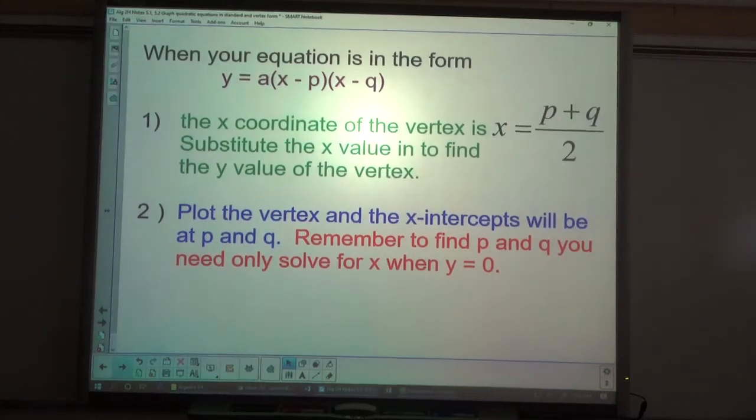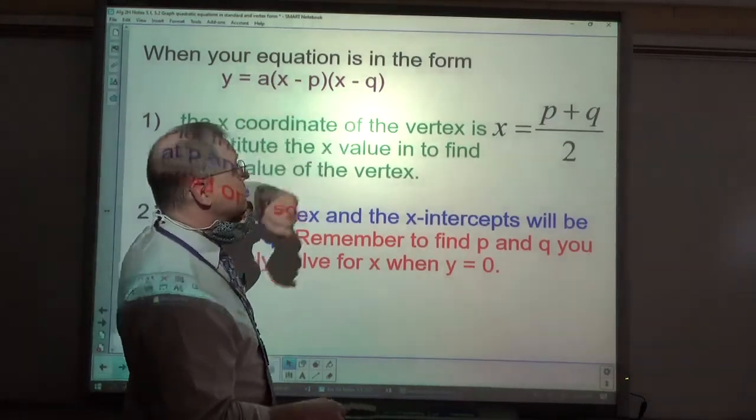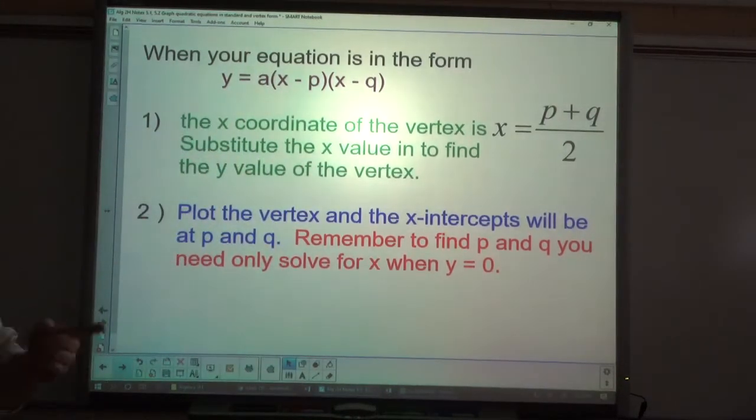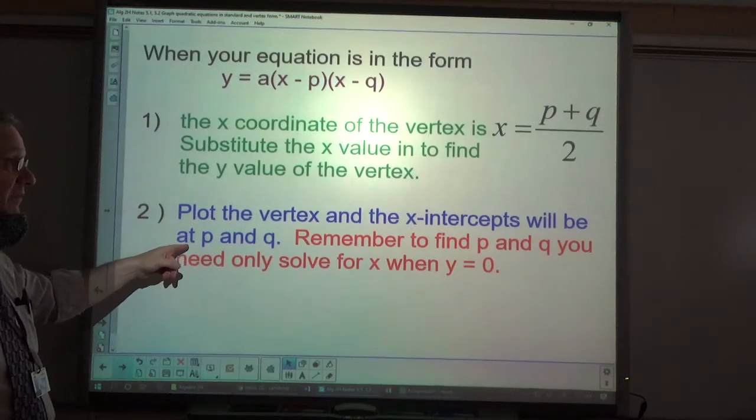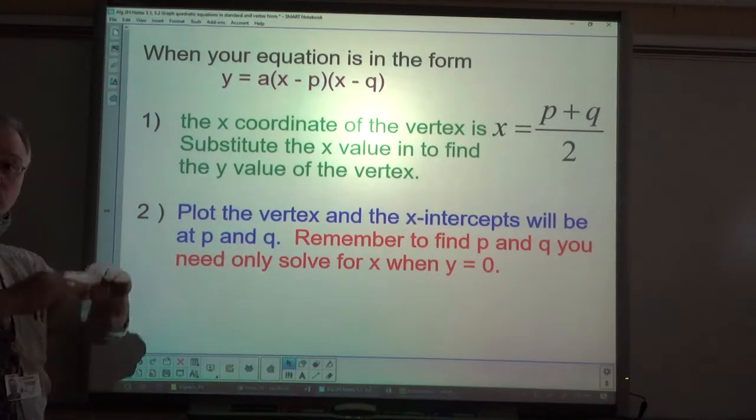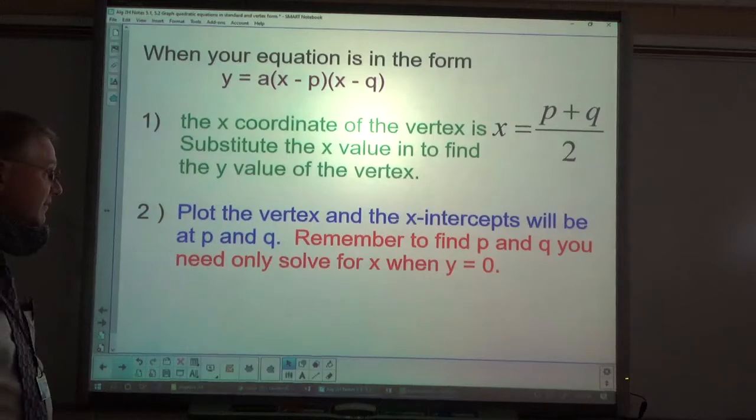So the x coordinate of the vertex is going to be found by saying x equals p plus q over 2. Now the other day we talked a little bit about the h value being opposite what it looks like because of the minus. So p and q also are going to be opposite what they look like, and you'll see when I get to an example. You're going to plot the vertex, and the x-intercepts are going to be at p and q. In other words, where it crosses the x-axis at p and q.